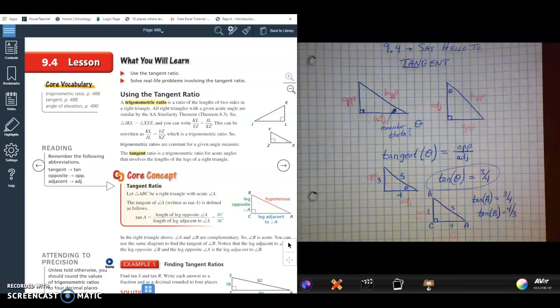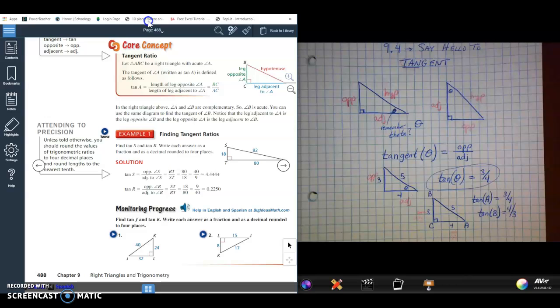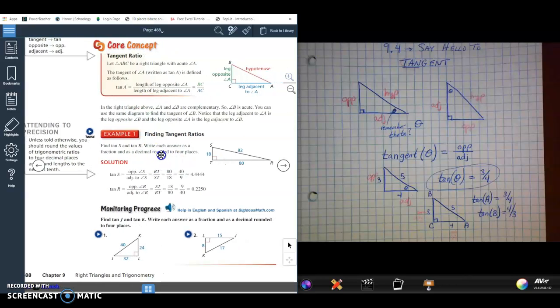Now, what I'd like you to do is copy down these two problems from our textbook, found on page 488, and go ahead and do these problems the same as we just described here. When you come back after you pause the video, I'll have the answers up on the screen.